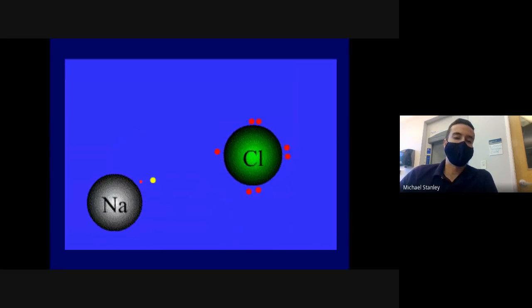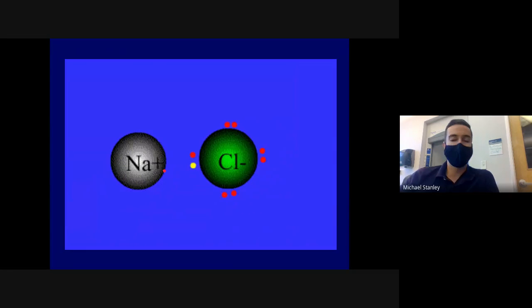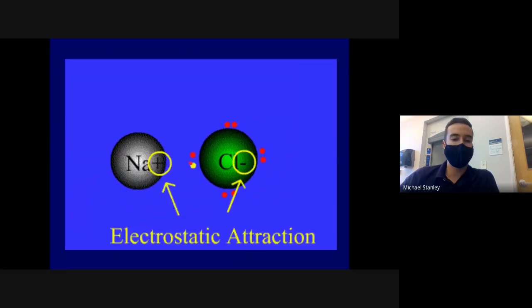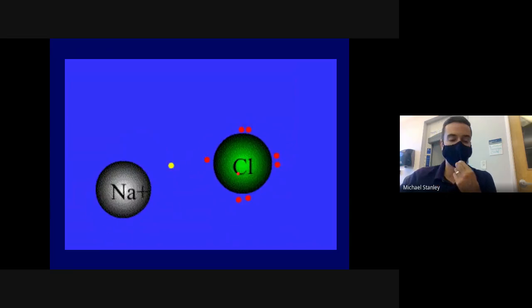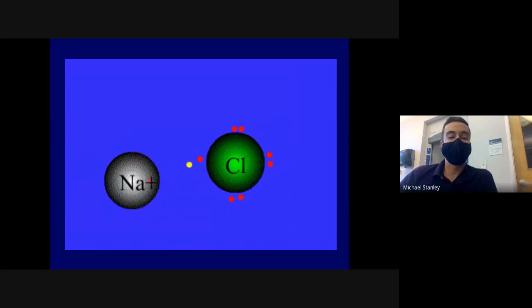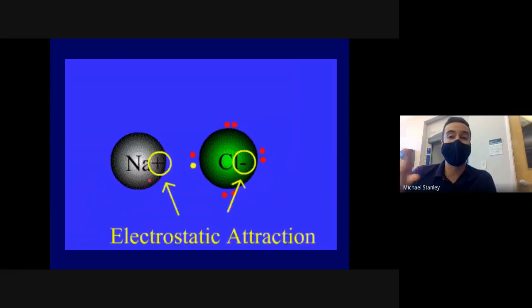Sodium is going to give away that 1 electron that's on its valence shell. So the yellow dot here is the sodium electron. And the red dots are the chlorine electrons. Again, we have 1 on sodium, and we have 1, 2, 3, 4, 5, 6, 7 on chlorine. So when sodium gives away its electron, now it doesn't have a third shell anymore, but it has a full second shell of 8.